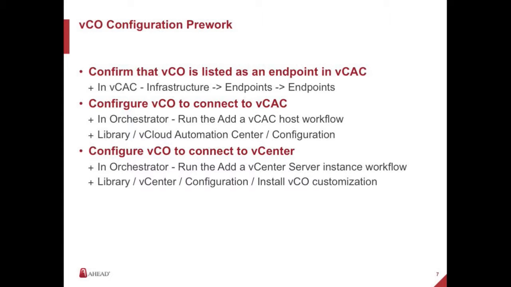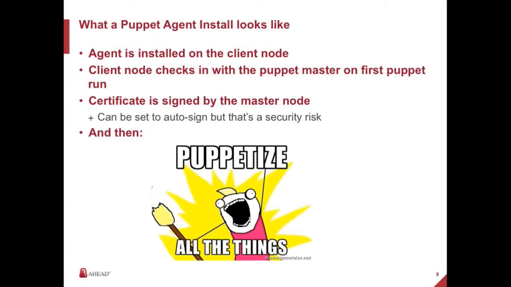It'll ask for all your information. You put it in, run the workflow, bingo, you're going. And then finally, configure VCO to connect to vCenter. Obviously, since we need to run a process in the VM after we provision it, we need that orchestrator engine to be able to talk to vCenter so that it can actually execute the run script in the guest workflow on that VM. So that's the integration point that you'd want to run right there.